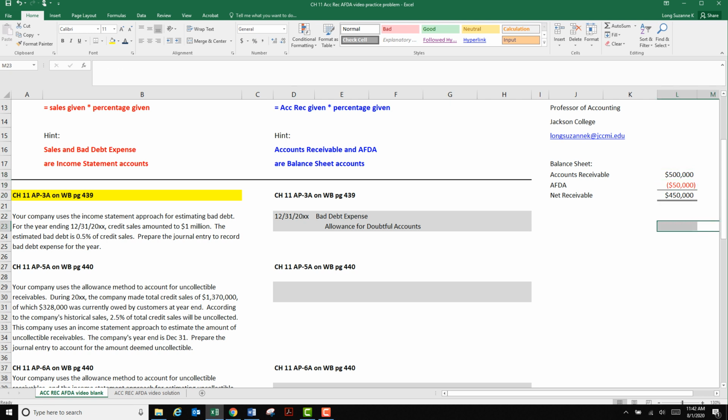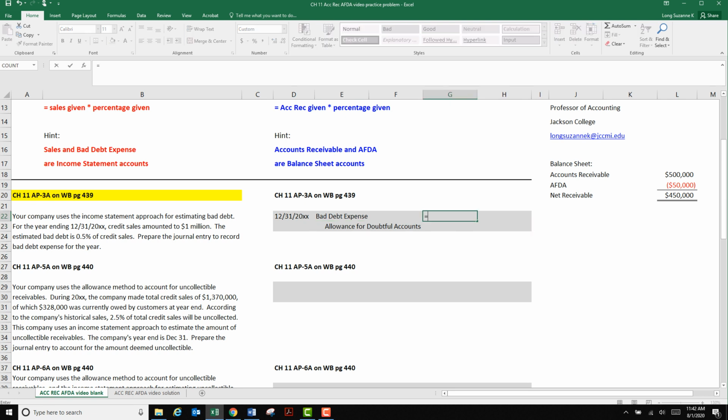Okay, so here's the journal entry to record bad debt expense. This is an adjusting entry. This is end of the month, end of the quarter, end of the year. Record increase expense. Record increase credit allowance, contra asset, credit. And then how much, right? Now we need an amount.